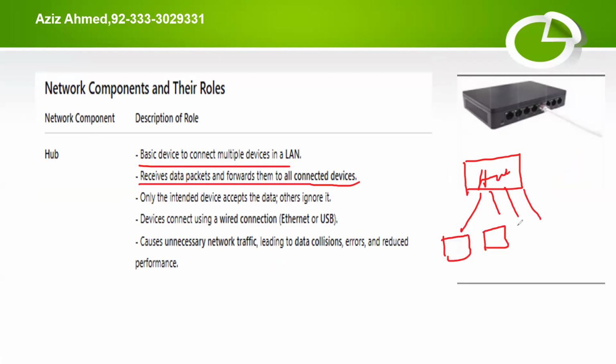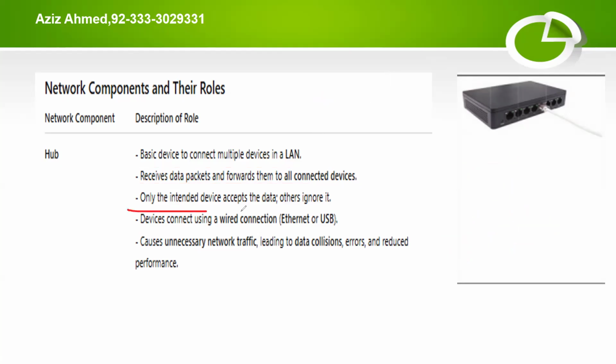When one computer sends data to another computer, first it goes to the hub and the hub transmits it to every computer. It floods the data, broadcast. Only the intended device accepts the data, others ignore it. Every device will receive it, but only the device whose address matches will copy it.